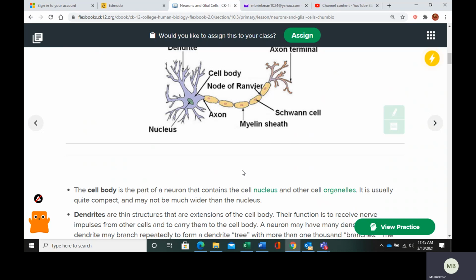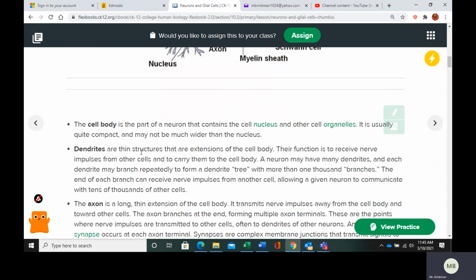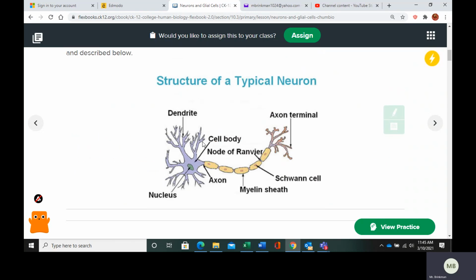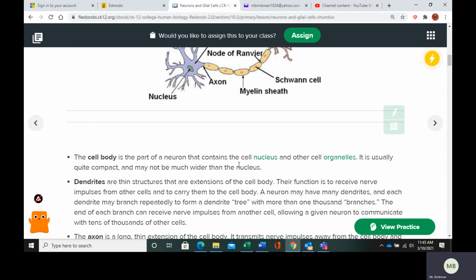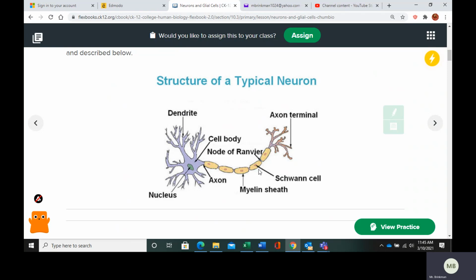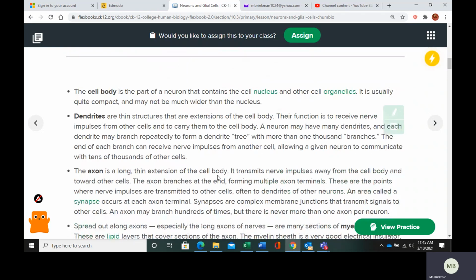All right. The dendrites are right here. What these do is they receive nerve impulses from other cells and carry them to the cell body. The axon right here is an extension of the cell body, and it is going to carry nerve impulses away from the cell body.